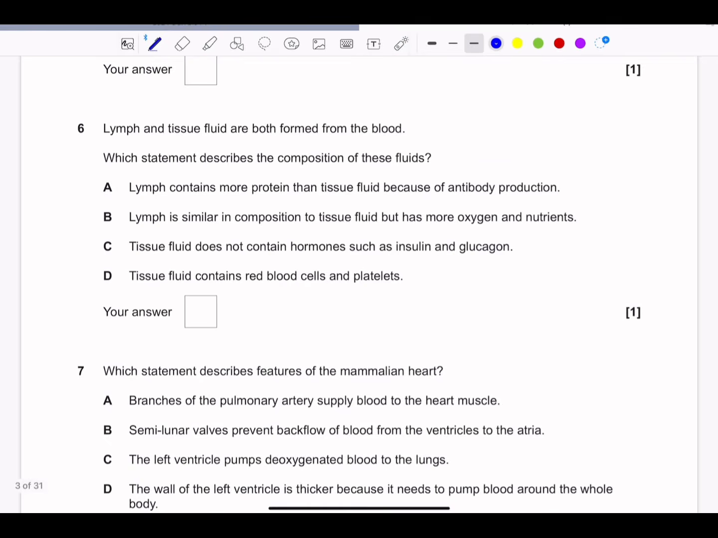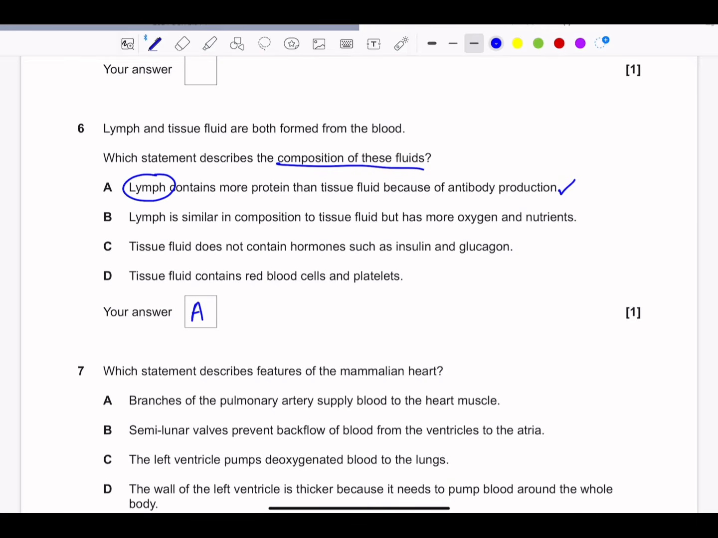Question 6 is lymph and tissue fluid are both formed from the blood. Which statement describes the composition of these fluids? Lymph contains more protein than tissue fluid because of antibody production. Yes, that is true, because lymph is where most of the immune cells reside, such as the B plasma cell, which is responsible for making antibodies, and antibodies are protein. So that statement is true, so A would be the answer.